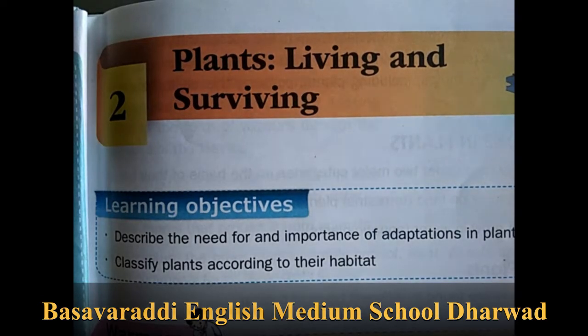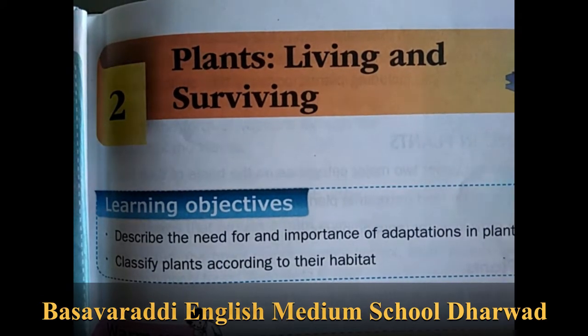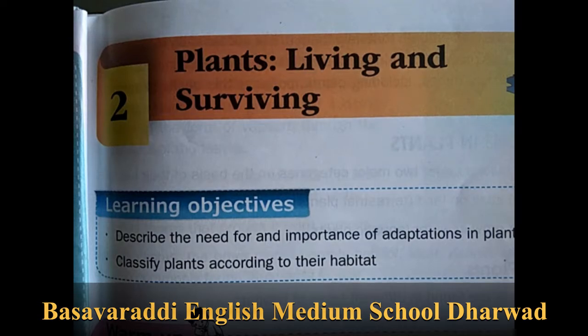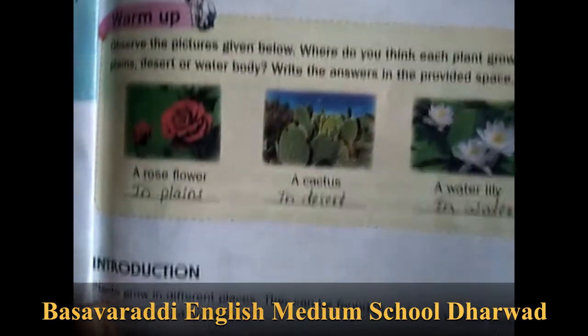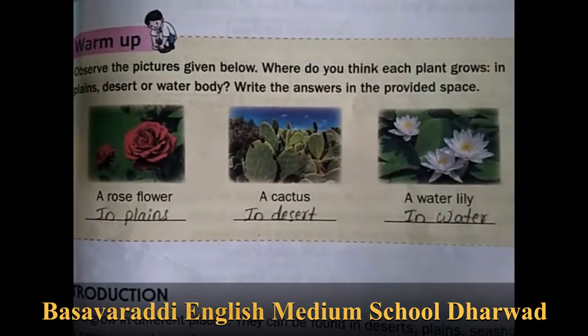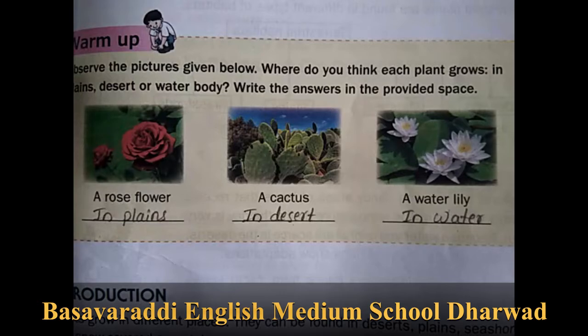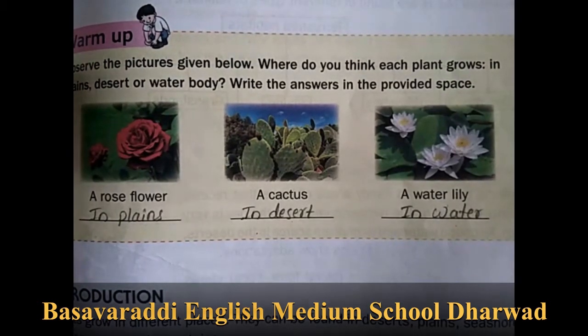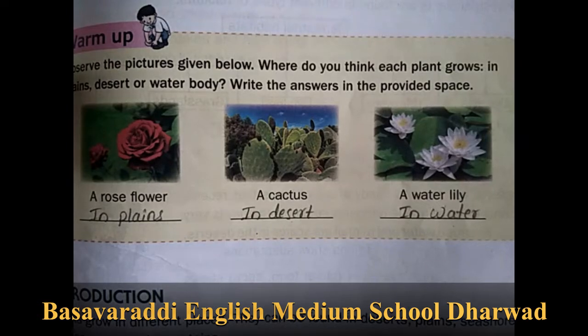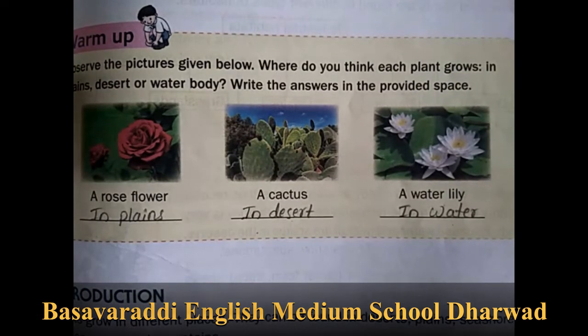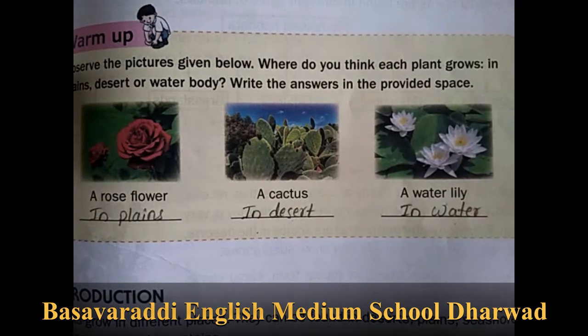In this class we will discuss the exercise part of the second lesson. The name of the lesson is Plants: Living and Surviving. First, the warm up activity. Observe the pictures given below. Where do you think each plant grows? In plains, desert or water body? Write the answers in the provided space.